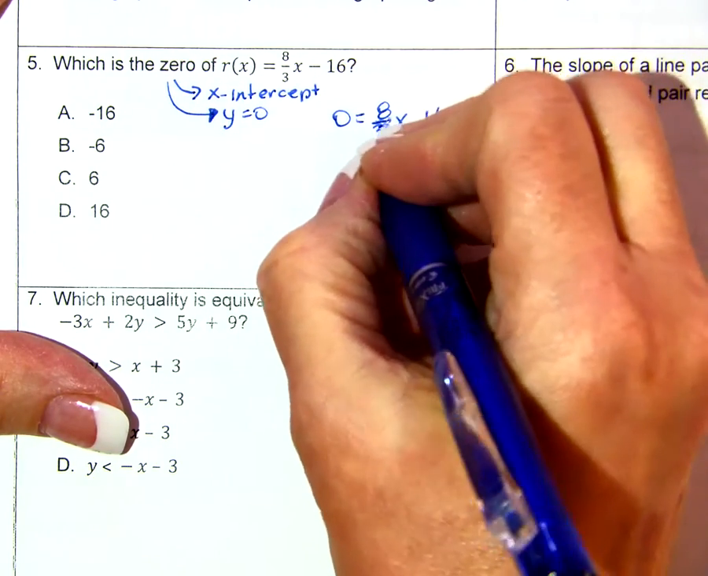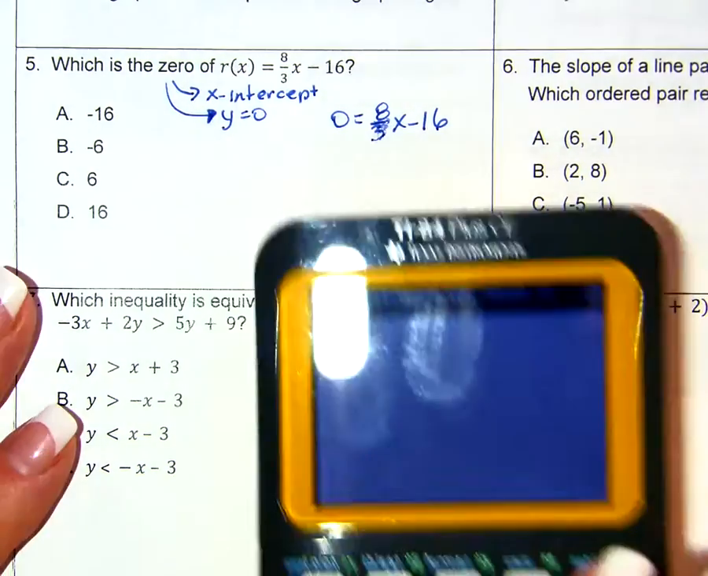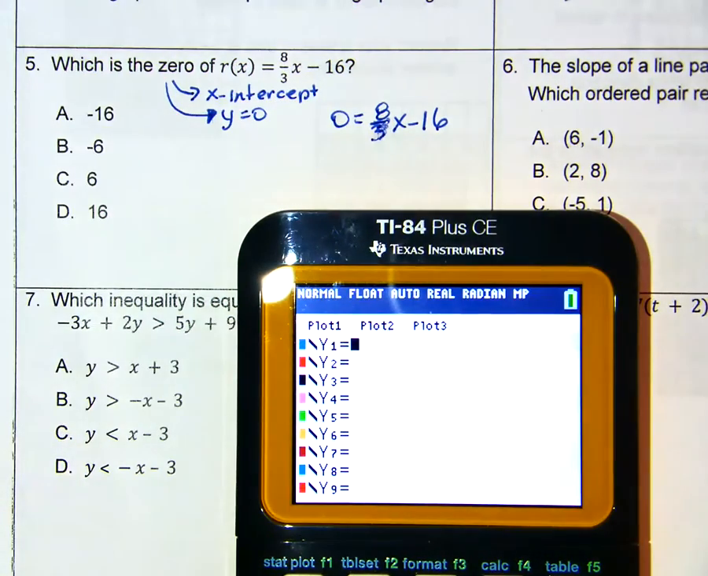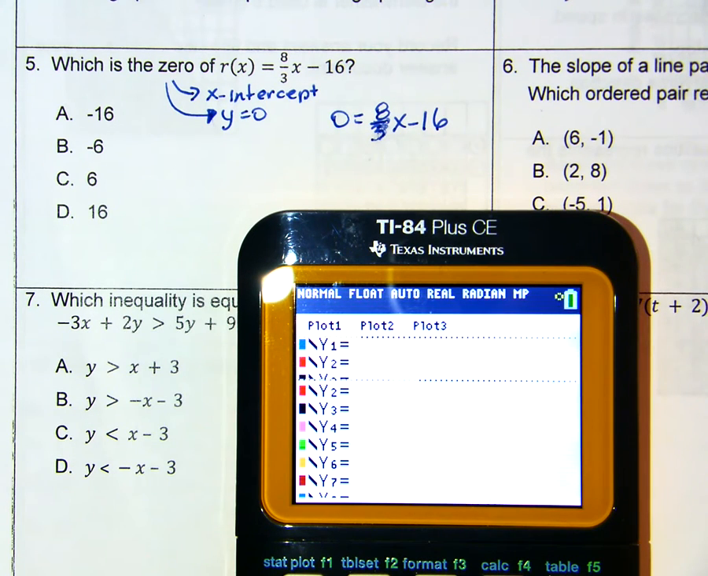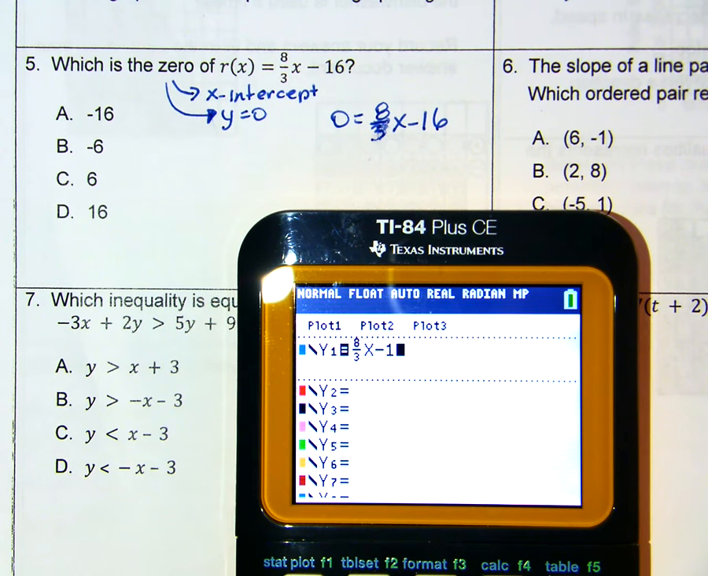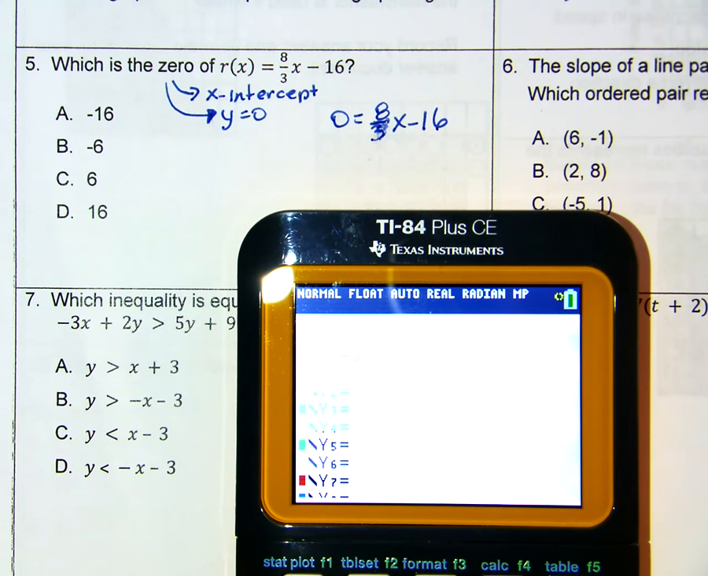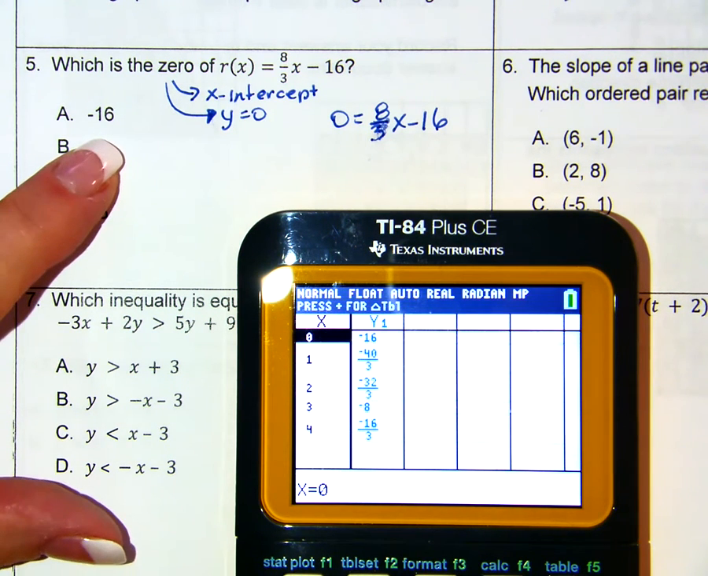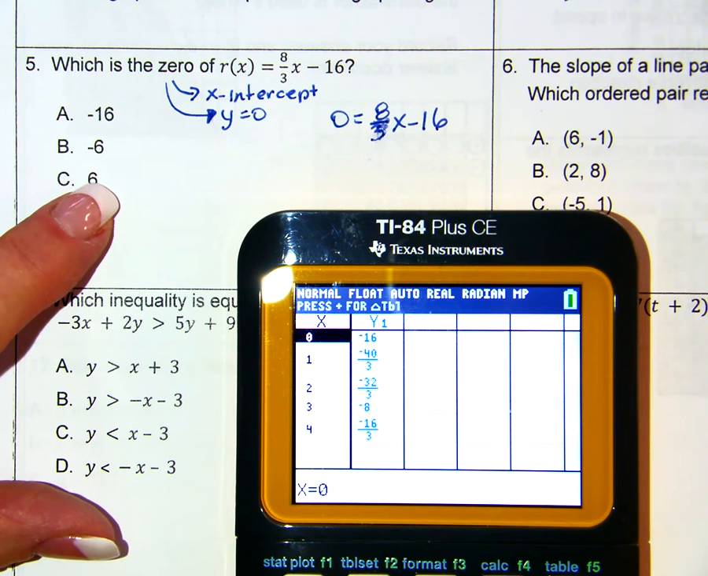So I'm going to go to y equals. I'm going to enter in 8/3 x minus 16. Then I'm going to look at the table. And what I'm looking for is the x-intercept, or where this y value is going to be 0. So we have some options here. Negative 16, negative 6.